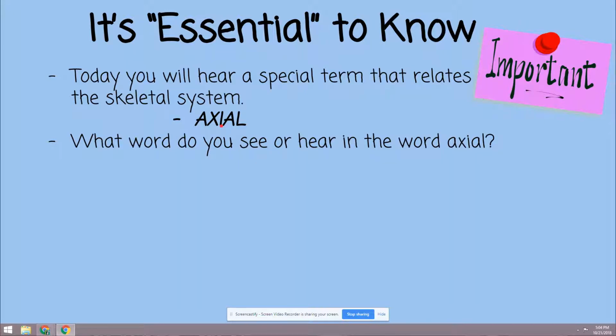And so if I look at the word axial, I can see a form of the word axis in there. And so axial bones are the bones in the human body that are located up and down the middle of the body. So if you will feel on your back and your side and your head, you can sort of feel around the center of your body the bones that make up your axial skeletal system.